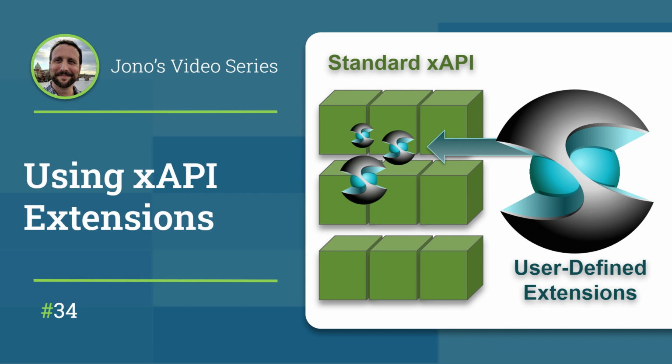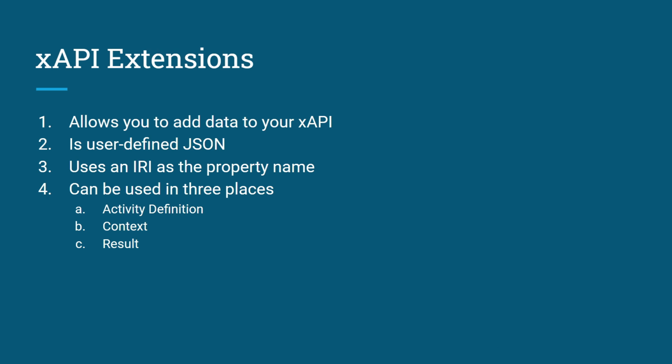So what is an xAPI extension? xAPI extensions are a way for you to add additional data to your xAPI statements. If you followed this video series, you will be getting familiar with the xAPI statement data model, and it has a representation of things like your actor, the person who is doing the action, the object, the thing that's being interacted with, for example, the lesson or the course.